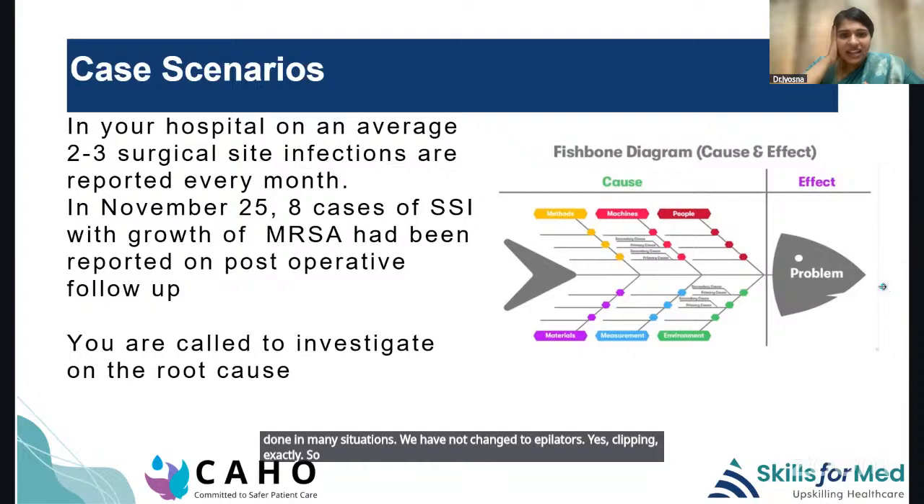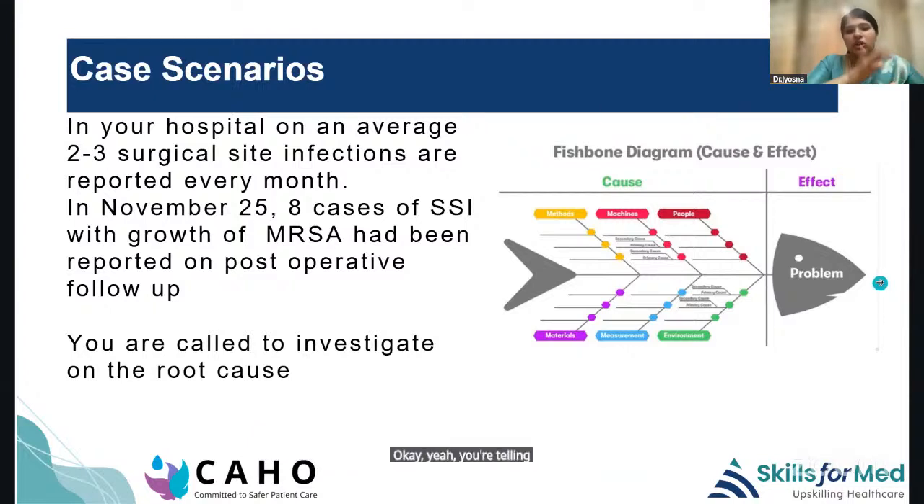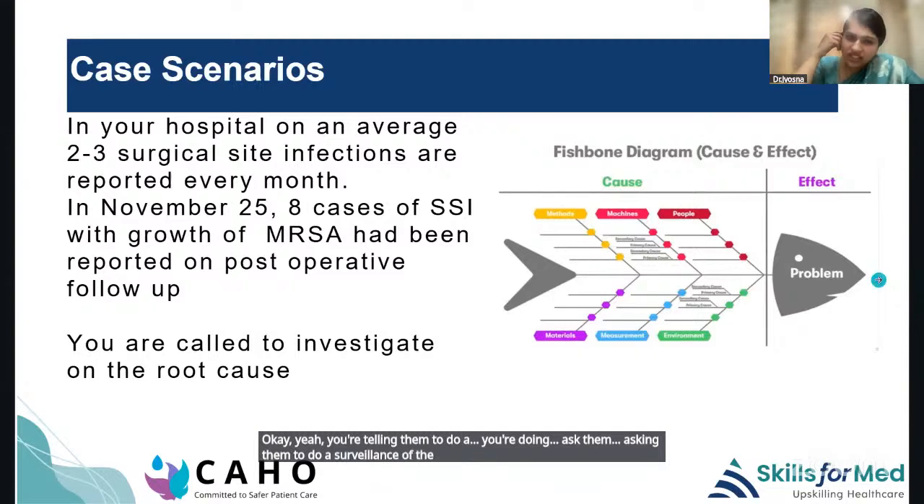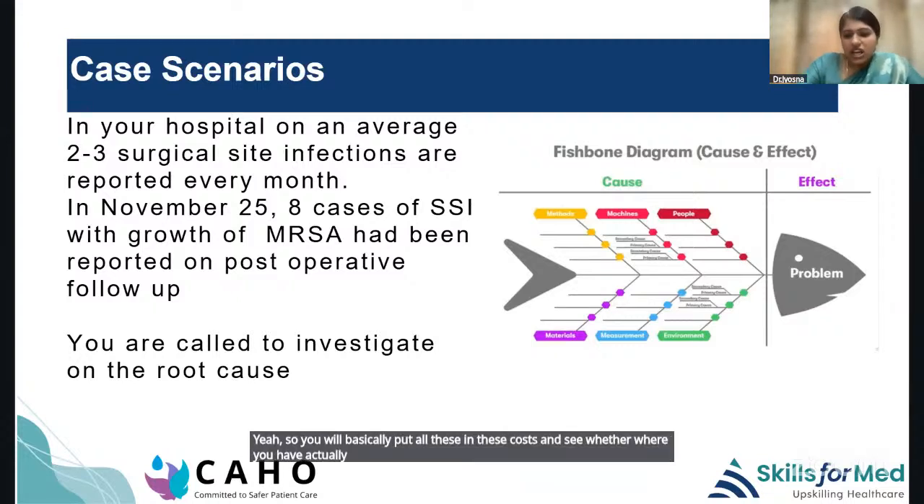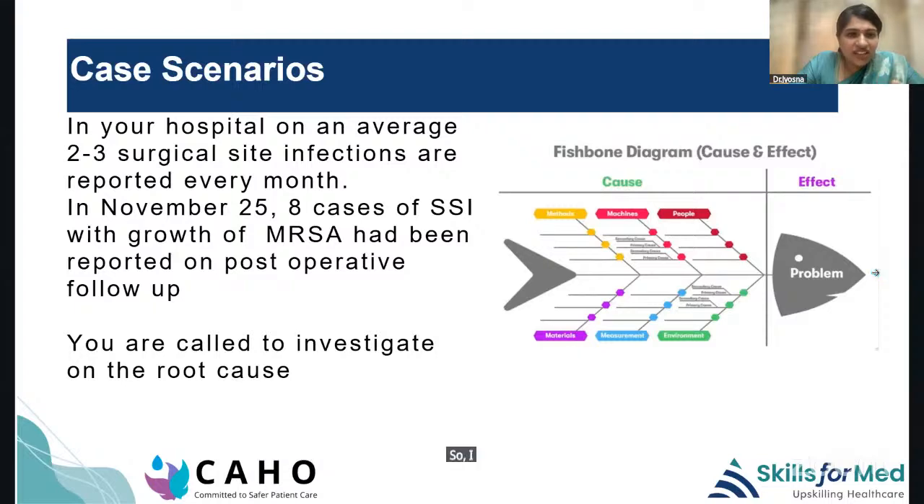So yeah, common staff handprint on agar plate. Okay, you're asking them to do a surveillance of the healthcare workers. Yes, maintain care bundle audit. Are they maintaining or not? Check their sugars. So you will basically put all these in these causes and see where you have actually gone wrong. So I've got most of the answers, and next slide.